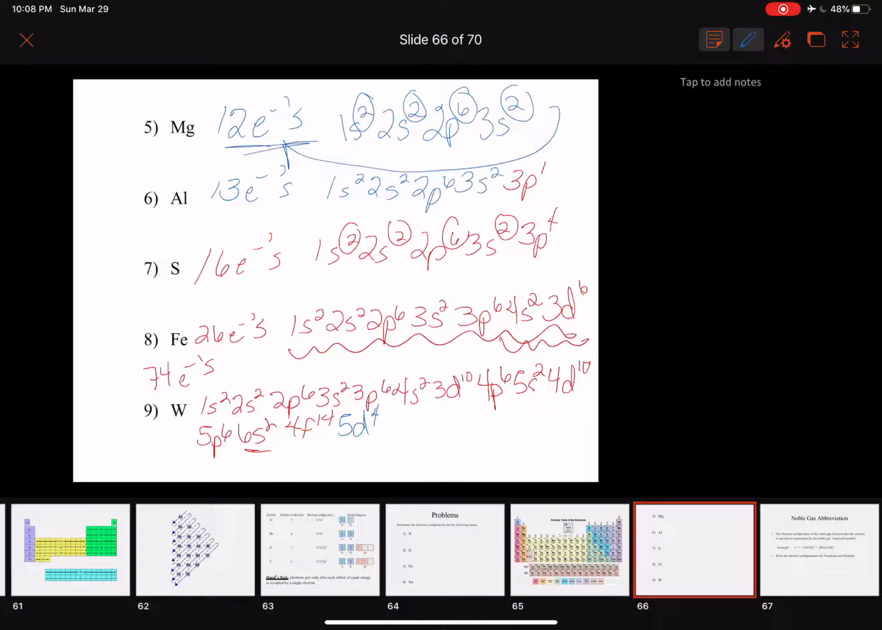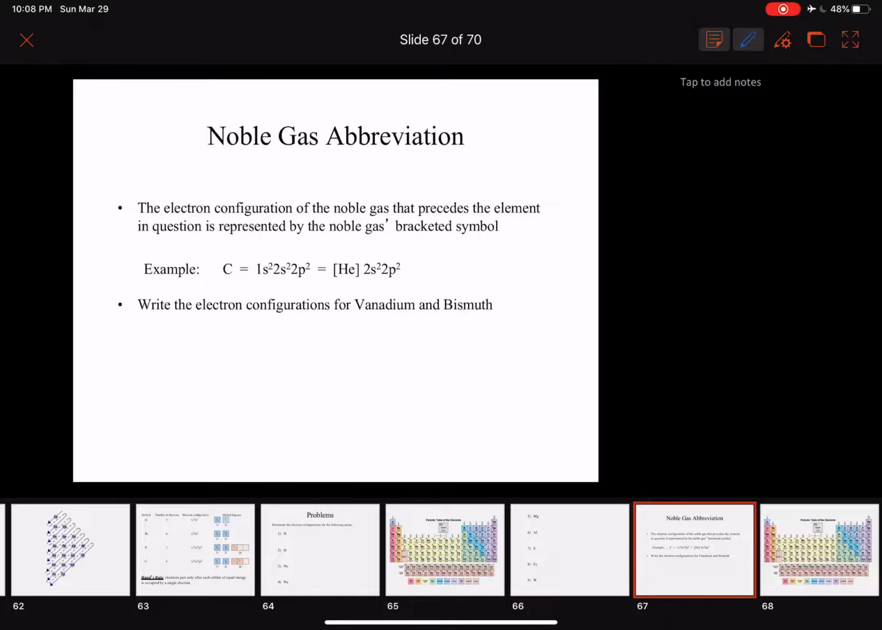So that brings us to the question, isn't there a shorter way to write this? And the answer is yes. And that is the noble gas abbreviation. The noble gas abbreviation is a shortcut. What we're going to do is take the electron configuration from the previous noble gas, and then write the rest of the electrons on the end.